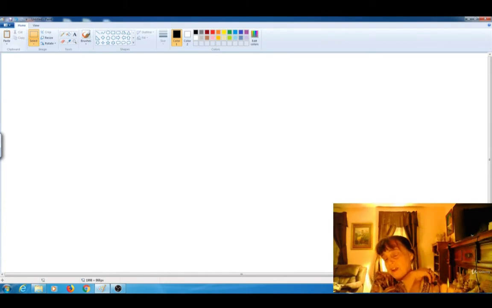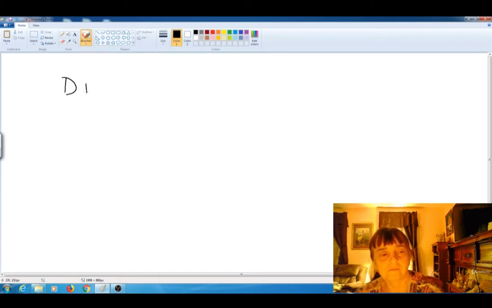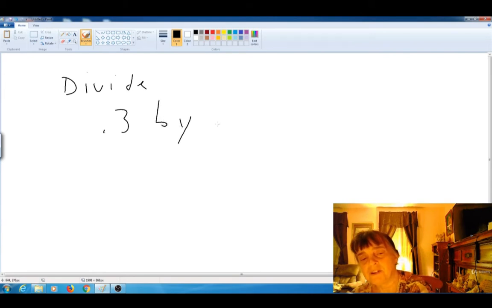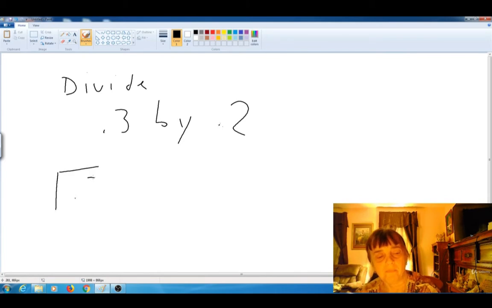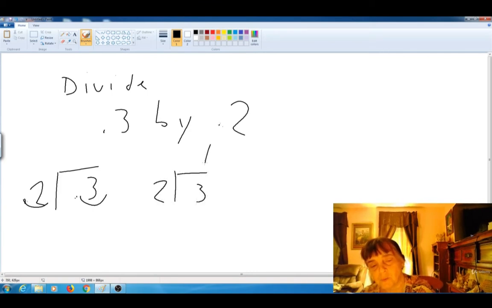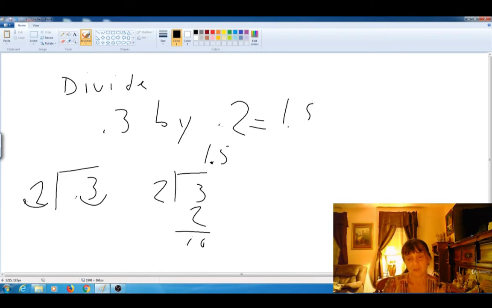Now we talked about how you multiply decimals and how you add decimals. Now we're going to talk about how you divide decimals. Let's say we want to divide 0.3 by 0.2. Our divisor has to be a whole number. So you move the decimal over one place here, one place there. That's the same as 3 divided by 2, which is 1.5. So 0.3 divided by 0.2 is 1.5. Now we've talked about how you add decimals, multiply decimals, and divide decimals.